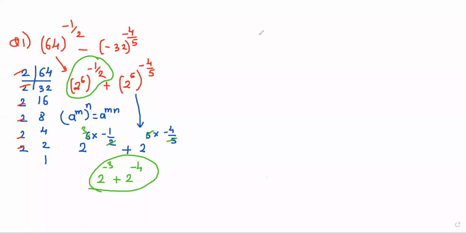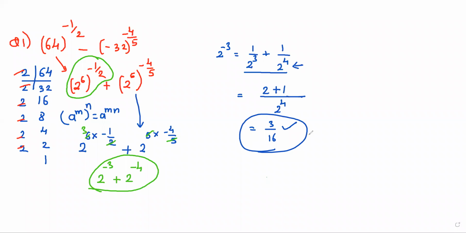Next step. This 2 to the power of minus 3 can be written as 1 by 2 to the power of 3. In the same way, 2 to the power of minus 4 can be written as 1 by 2 to the power of 4. Now if you see this carefully, in the denominator I am going to take the LCM. The LCM here will be 2 to the power of 4, and here it will be 2 plus 1. So this will be 3 by 16. The answer is 3 by 16.